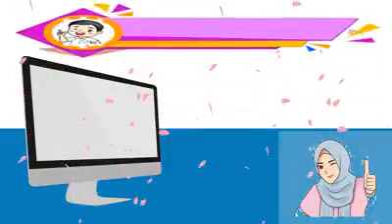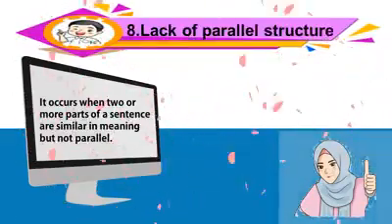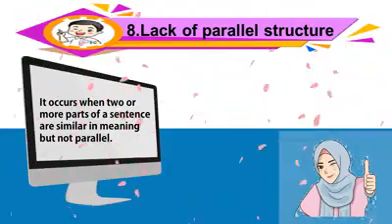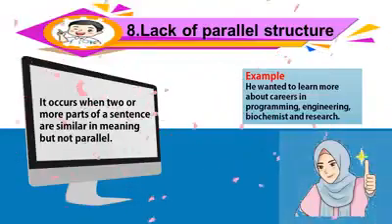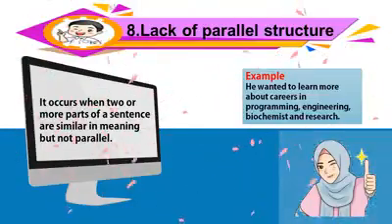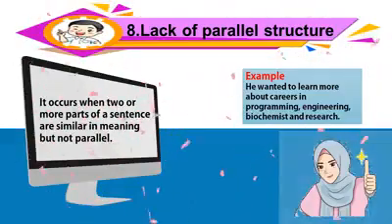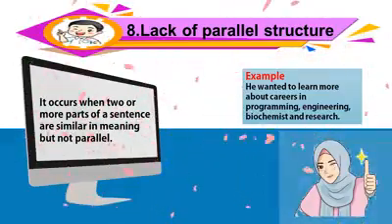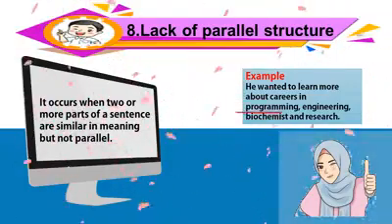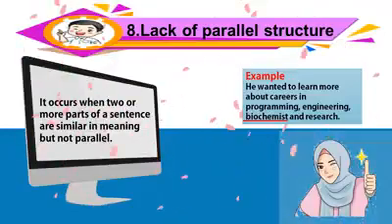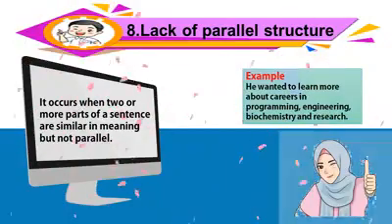Eight. Lack of parallel structure. It occurs when two or more parts of a sentence are similar in meaning but not parallel. Example: he wanted to learn more about careers in programming, engineering, biochemist, and research. If you look at the example, it talks about careers like programming and engineering, except biochemist. It describes people, not a career. So it needs to change to biochemistry.